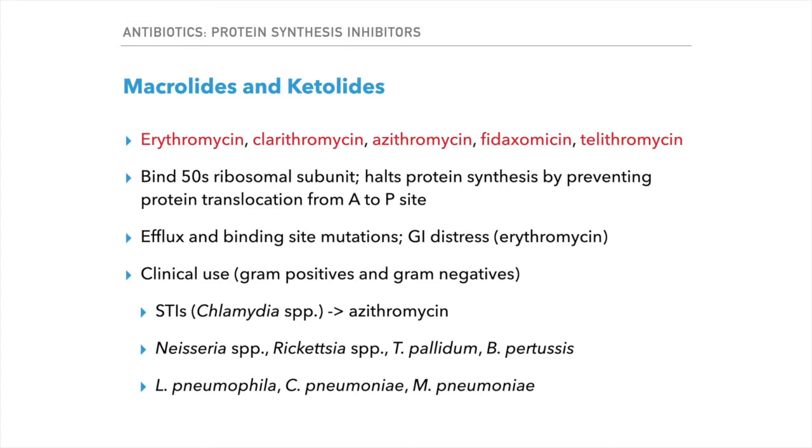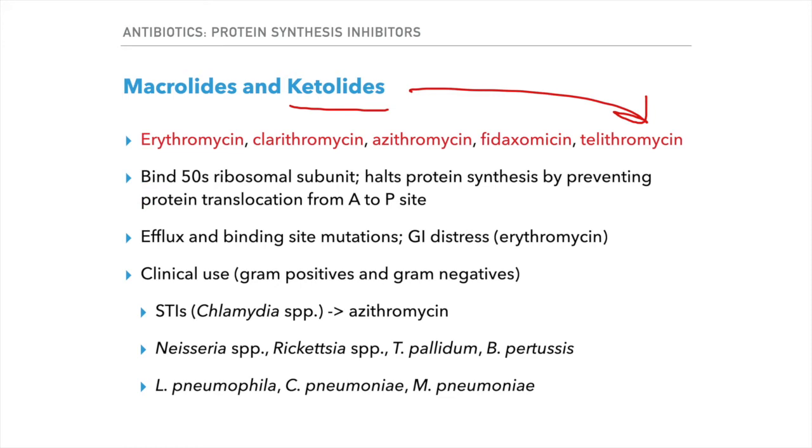The last group we'll talk about here are the macrolides and the ketolides. Really, there's only one ketolide listed on this list, and that's telithromycin. The macrolides listed are erythromycin, clarithromycin, azithromycin, and fidaxomicin. Again, just like all the drugs in this grouping, these all bind the 50S ribosomal subunit. However, they do have a slightly different mechanism.